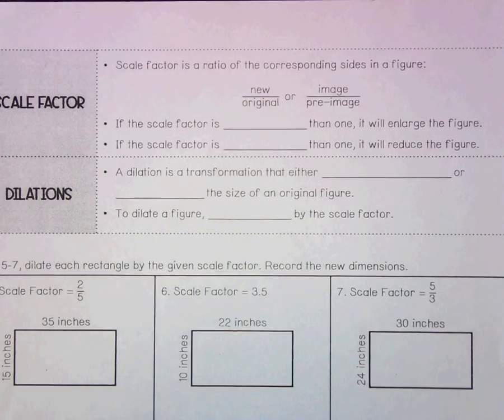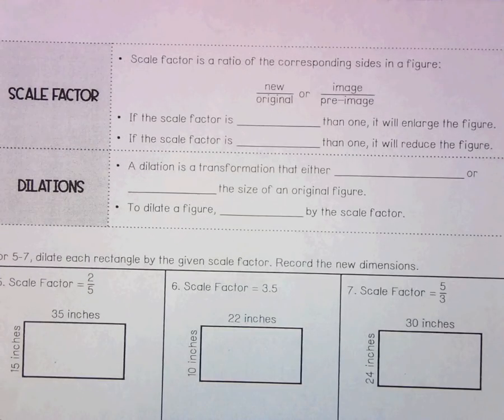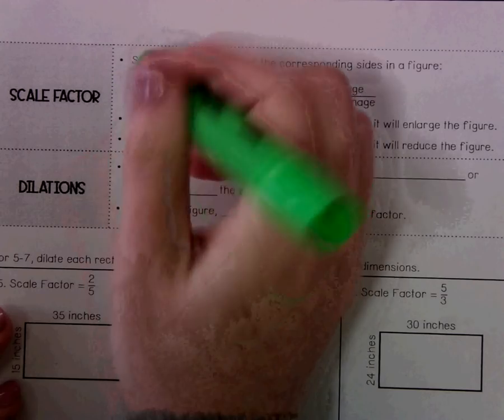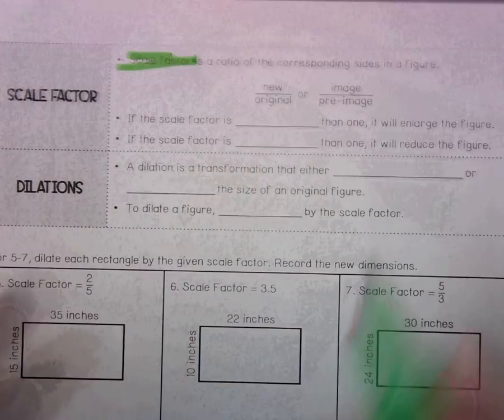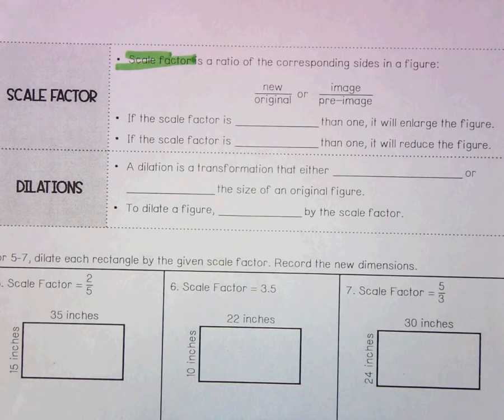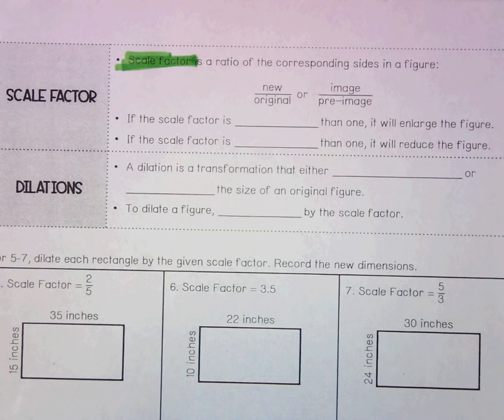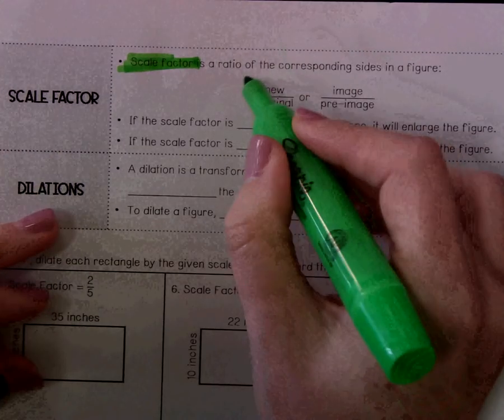Okay, in our lesson today, we're going to start talking about scale factor and dilations. And so the first thing I want you to look at is it says that scale factor is a ratio of the corresponding sides in a figure. So remember, yesterday we talked about corresponding sides. A ratio just means a fraction.